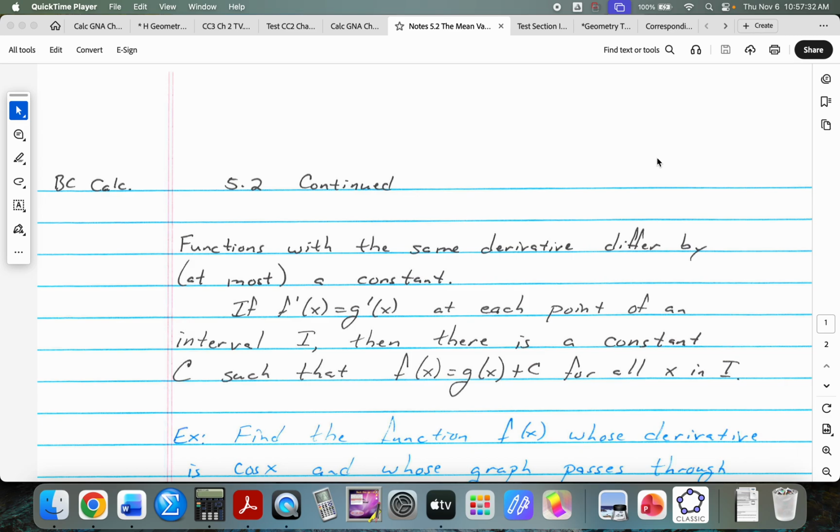So today we're finishing up section 5.2, which is primarily on the mean value theorem, but it has some other things thrown in. And it's the other things that we're going to be looking at today.